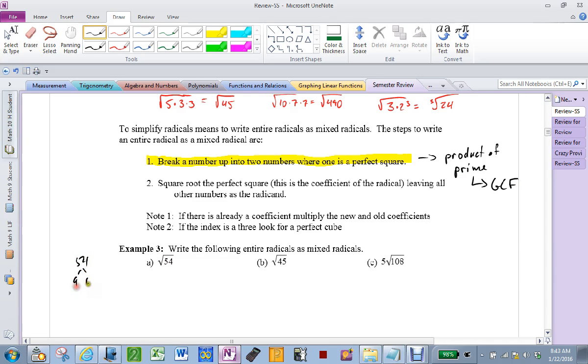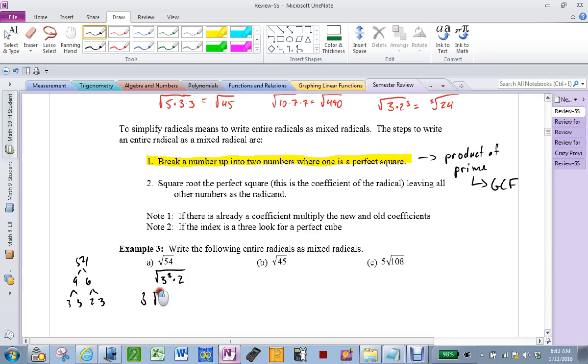54, 9 and 6, 3 and 3, 2 and 3. Yes? So this root of 54 is also the root of 3 cubed times 2. Yes? I need a group of 3, or a group of 2. Do I have it? Yes, right here, there's 3 3's. So I'm going to bring out one of those 3's, which covers a group of 2.